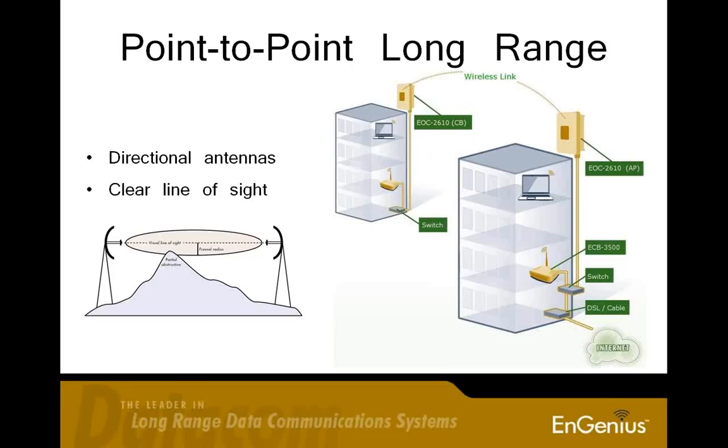When we say clear line of sight, a lot of people think it's a laser line of sight. What this means is really that the beam of the antenna, less than 30% of it is obstructed. Clear line of sight is key on both ends for long range, and a lot of times this is referred to as an ad hoc network.